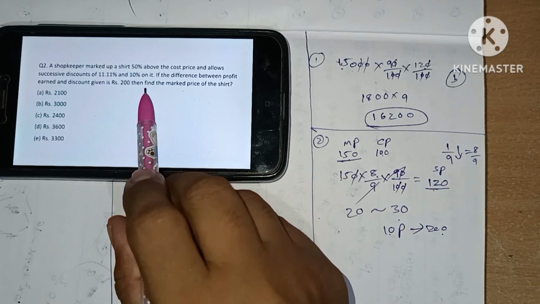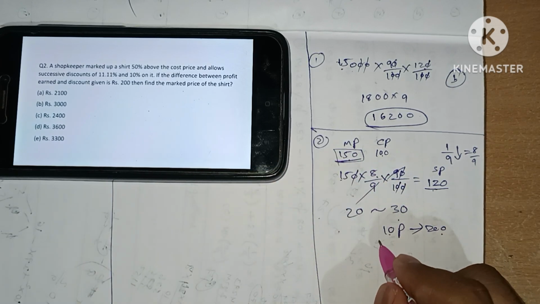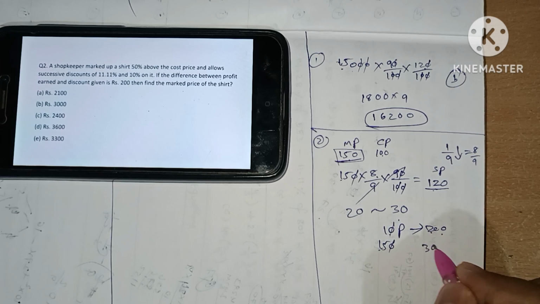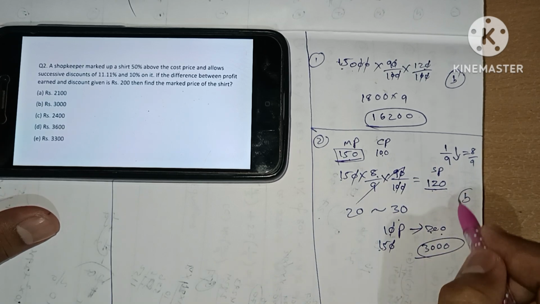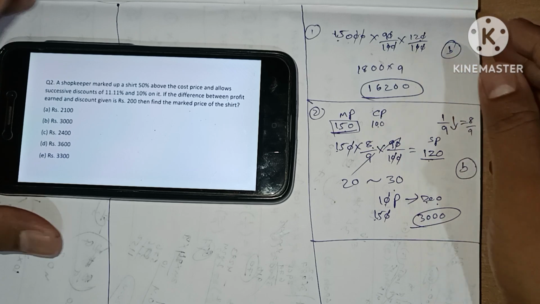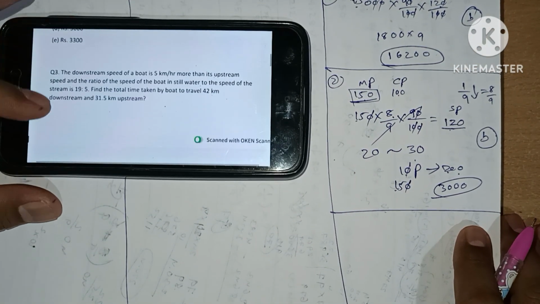The question asked is to find the marked price of the t-shirt. We need to find the 150 value part. So this will be 15 times 2 is 30 and double zeros. 3000 is our answer. Option B is our answer. Next, third question. Okay, let's see the third question.